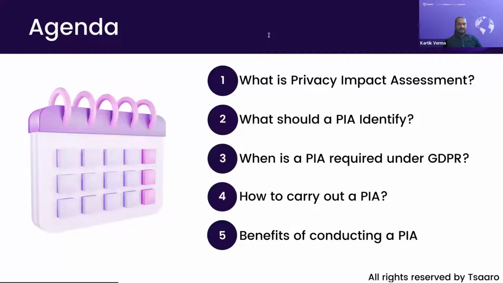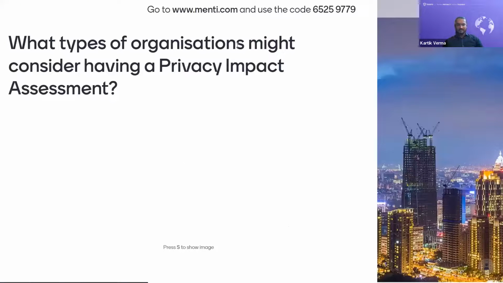So as I was just saying, the definition. Let me repeat it again. PIA is a process which assists organizations in identifying and managing privacy-related risks, which are bound to arise if that activity is carried out. This is usually done before new projects, initiatives, or whenever there's a change in systems, policies, or business relationships.